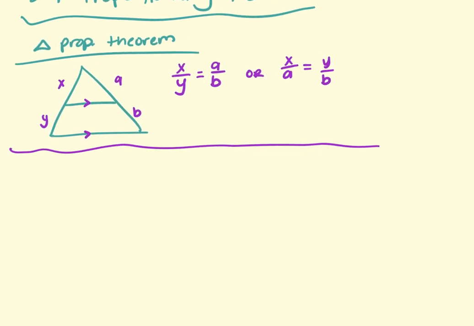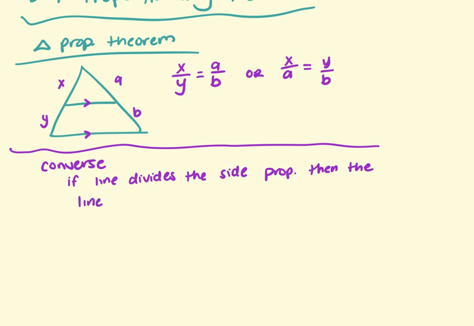The second one was the converse to that, which said if the line divides the sides proportionally, then the line is parallel. So in this case, you would know that they were proportional, like 2 to 4 and 3 to 6. And then you'd be showing that these 2 sides were parallel.